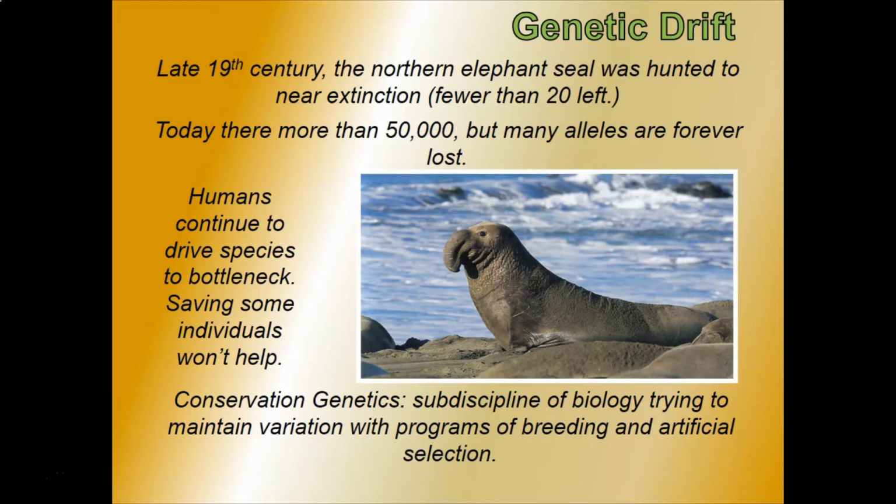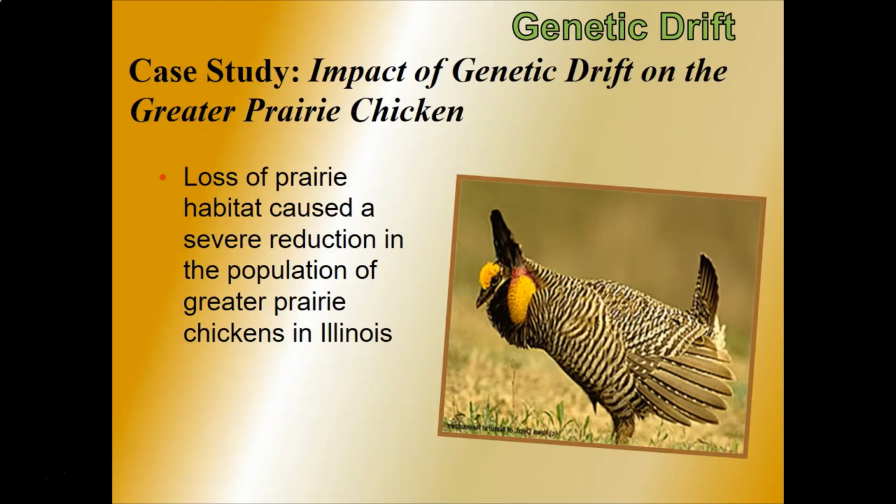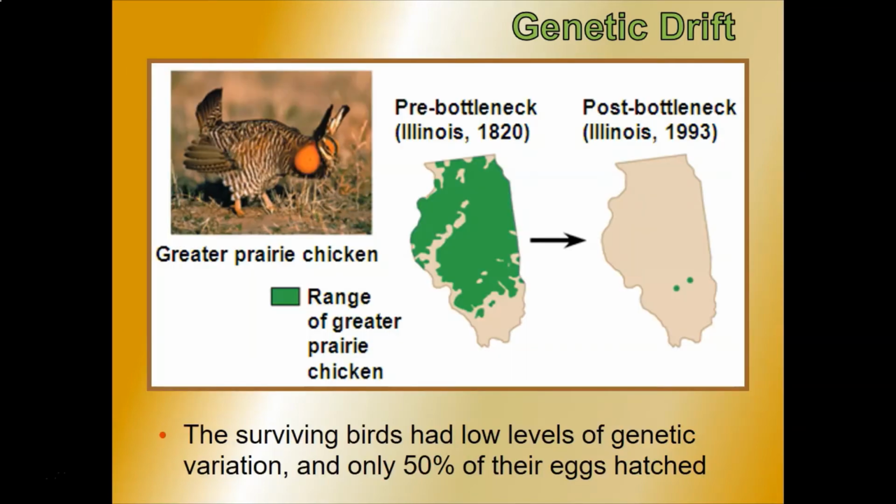It's a type of biology where we try to maintain variation with programs of breeding and artificial selection, and it's a very important field of biology. Okay, in our current textbook, we talk about the greater prairie chicken here, right? And the loss of prairie habitat causes severe reduction in the population size of this chicken. All right, and if you look here, here's Illinois, 1820.